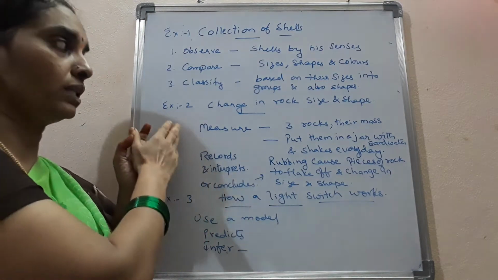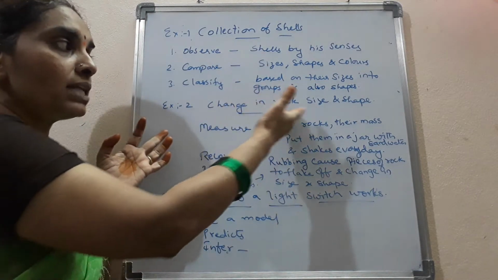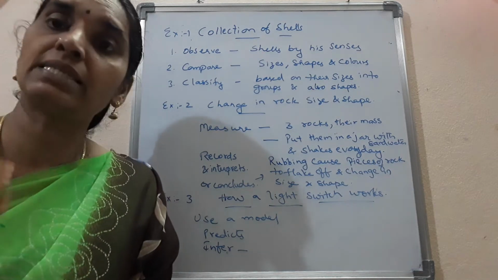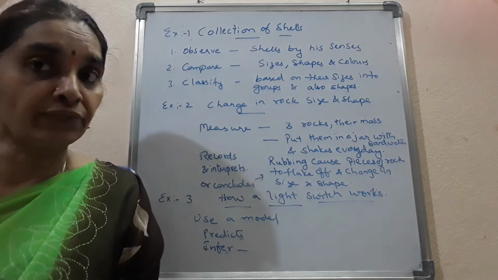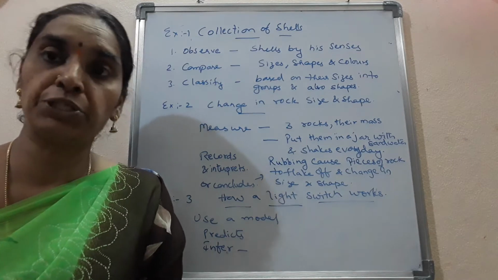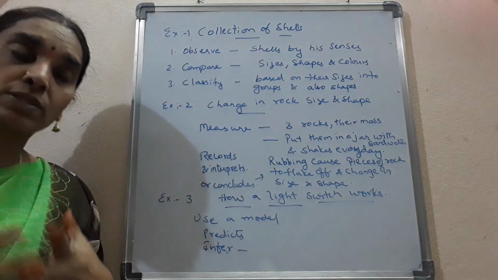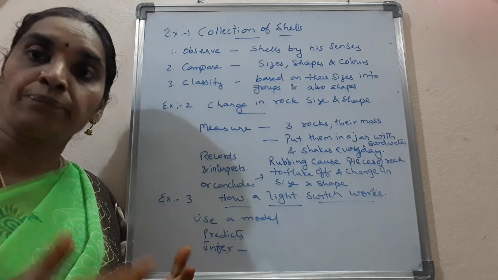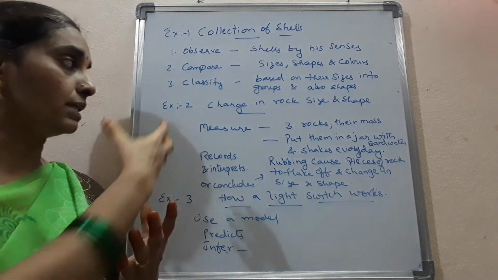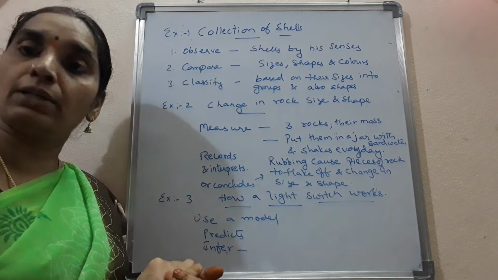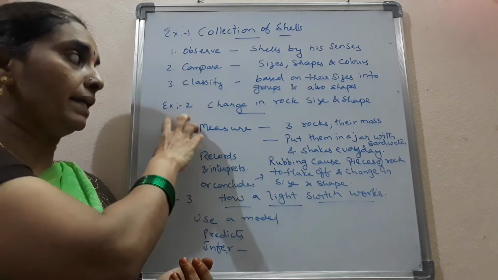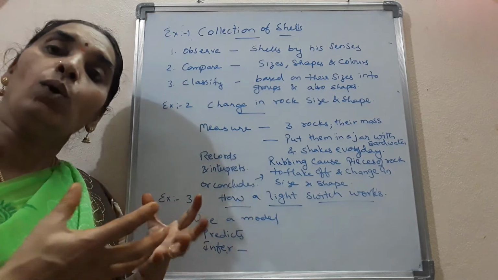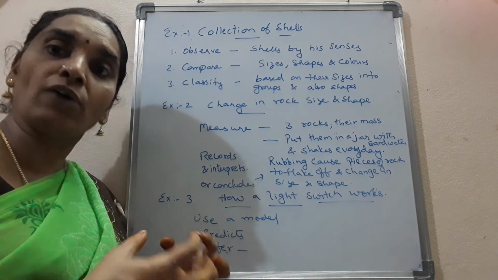Now we'll see the next example, the change in the rock size and shape. In our daily life, we see that different rocks are of different sizes and different shapes. So here, which process skill can be used to find out the change in the rocks? That is, we compare. First we measure the rock size and shape by taking three rocks; the comparison can be done only if you take different types of rocks.